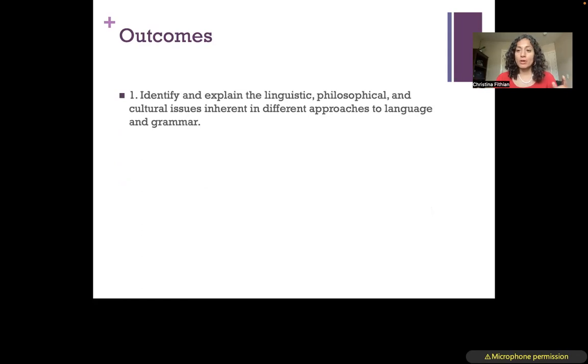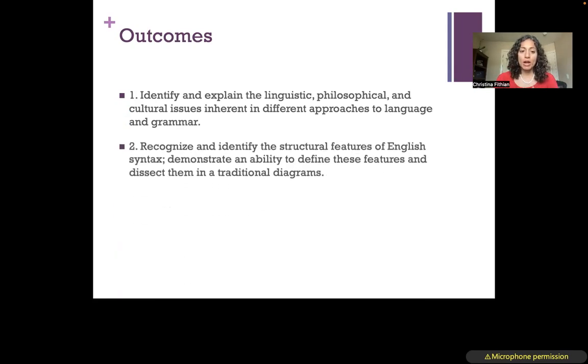So let's talk about outcomes. Outcomes just means what we want you to be able to do and know by the time you finish this class. Our first outcome is to identify and explain the linguistic, philosophical, and cultural issues inherent in different approaches to language and grammar. There are a lot of different approaches we're going to discuss about how we analyze and study grammar, and a lot of different cultural, philosophical, and linguistic issues come up with these. So that's one of our outcomes.